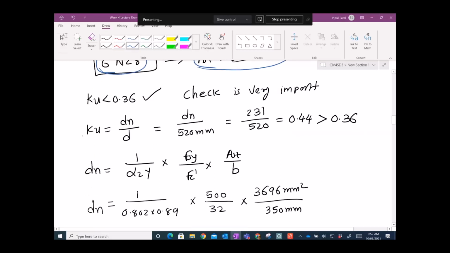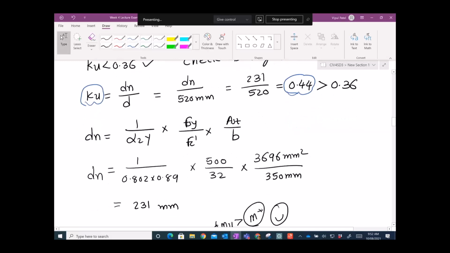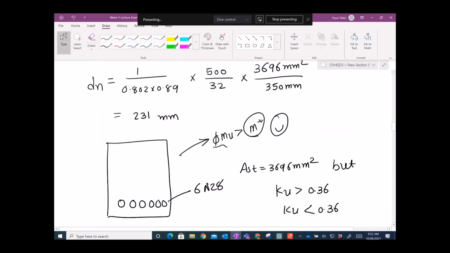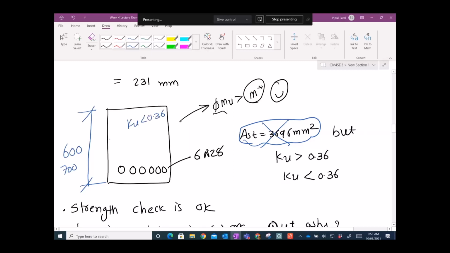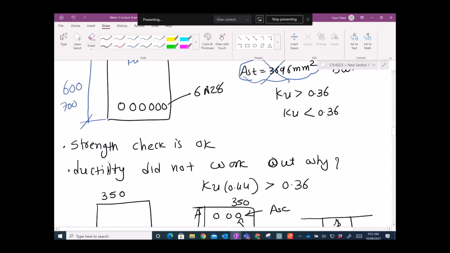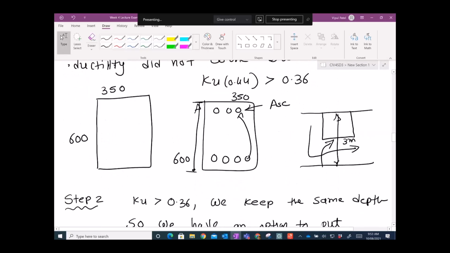But when I check KU to calculate DN, it's quite a bit greater than 0.36, even greater than 0.44. Then we can't use it because of ductility. So this 3696 is not allowed, you can't use only tension bars. We could increase this 600 to 700 and make KU less than 0.36, and we could keep increasing the depth, but the depth is not allowed. Then the only option is to put in a compression bar.